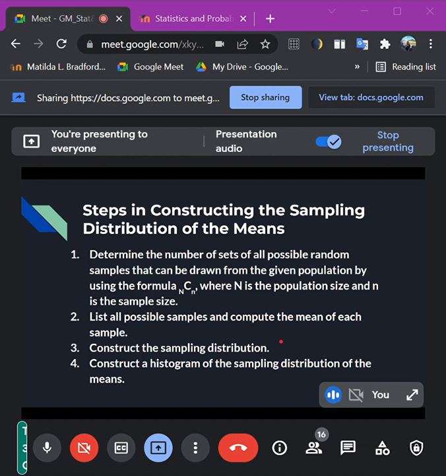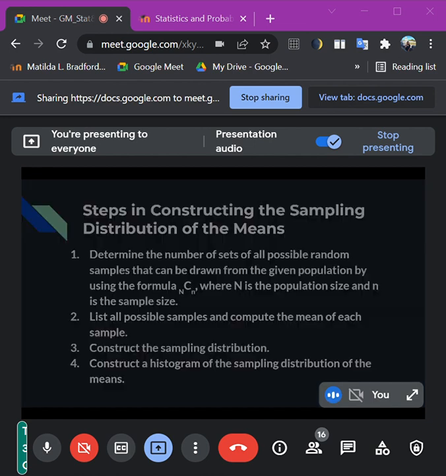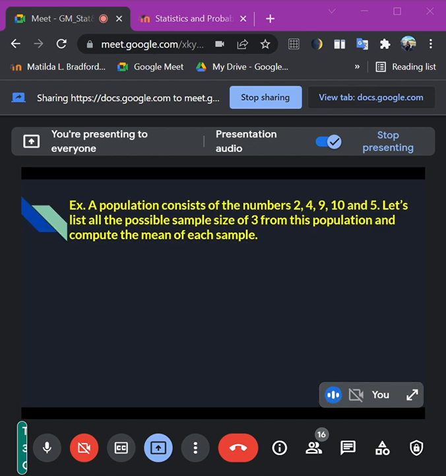So determine the number of sets of all possible random samples that can be drawn from the given population by using the formula of combination, in which N is the population size and the smaller n is your sample size. Then you're going to list all possible samples and compute the mean of each sample. And then you're going to construct the sampling distribution and the histogram of your sampling distribution of the sample means.